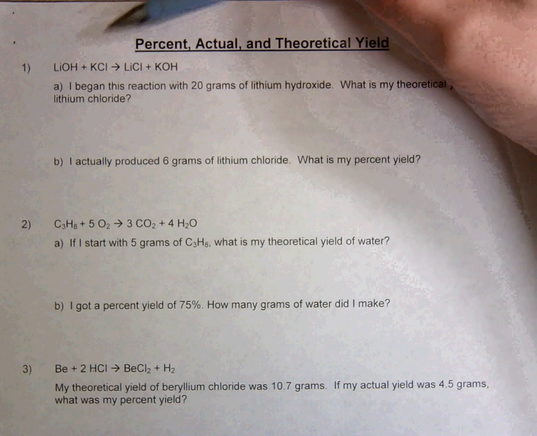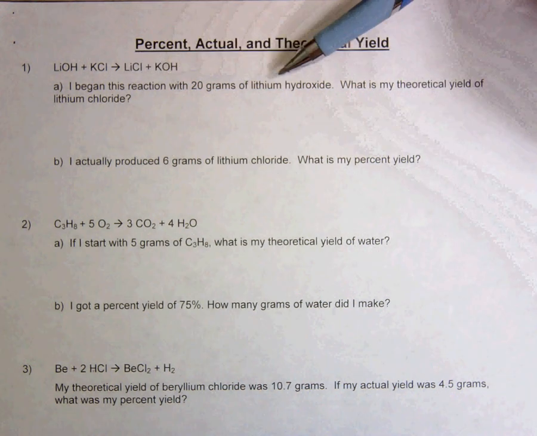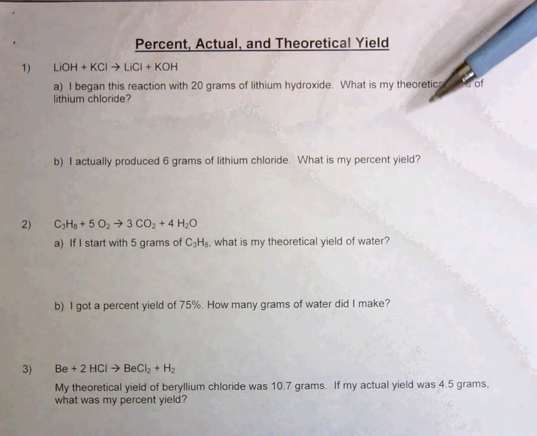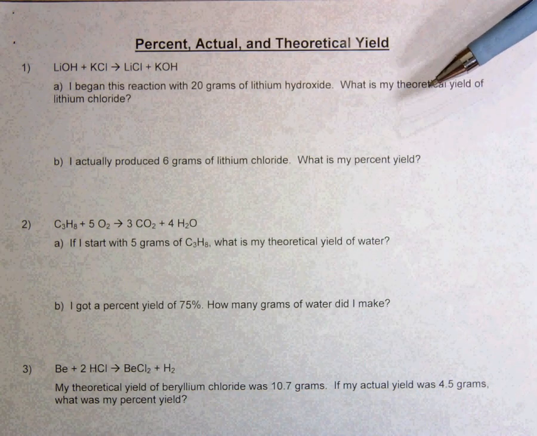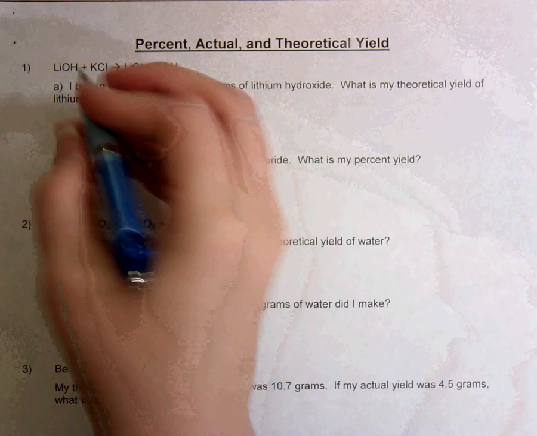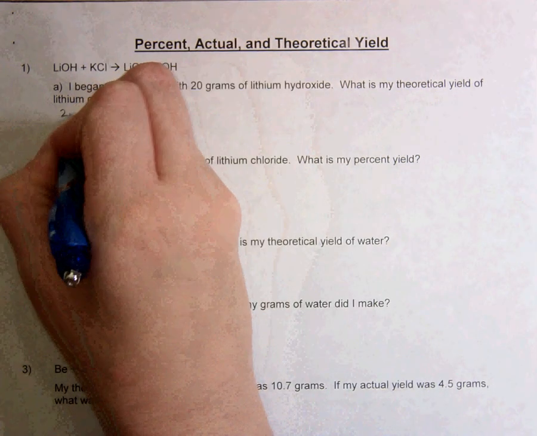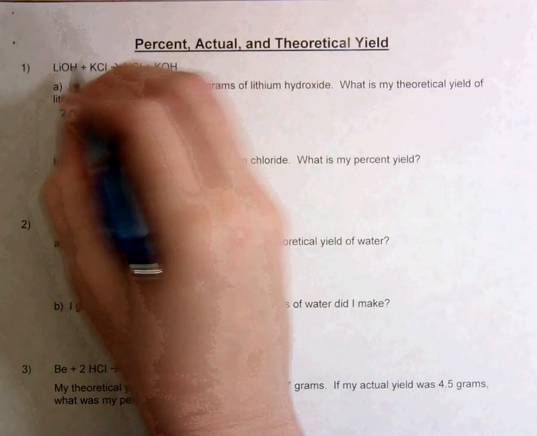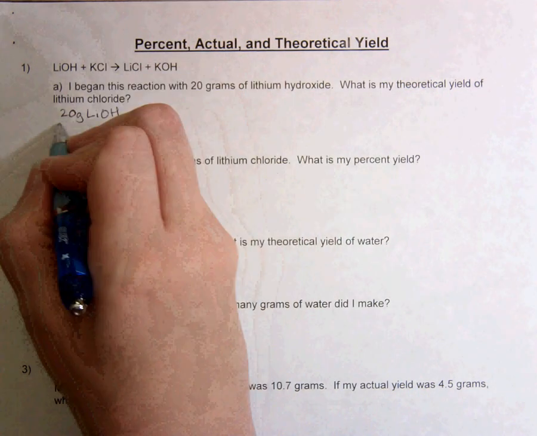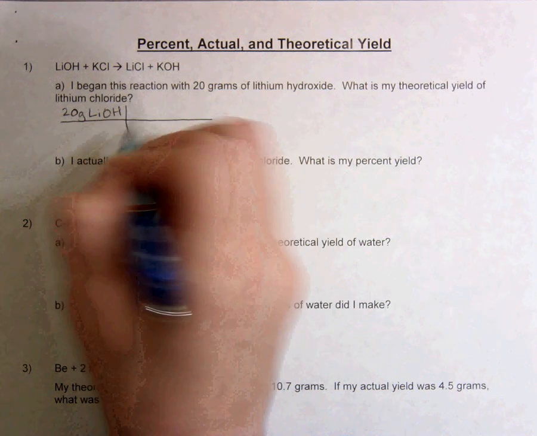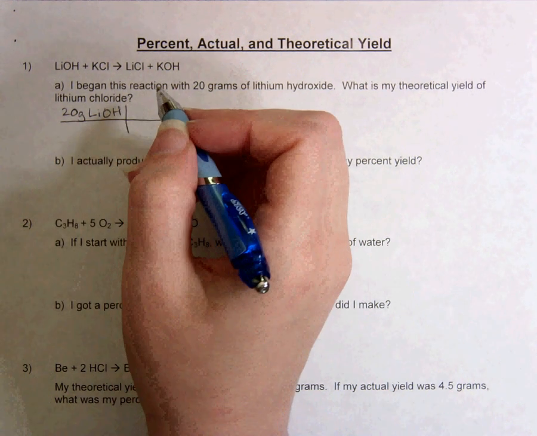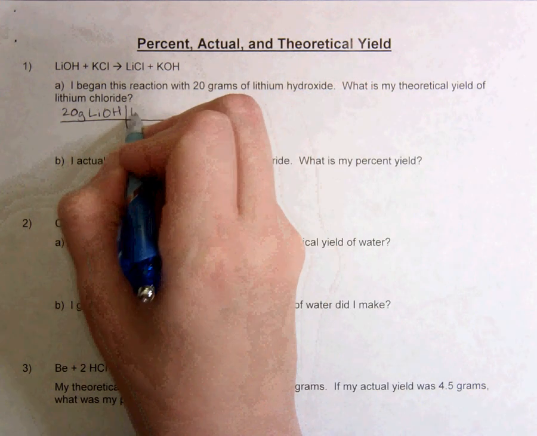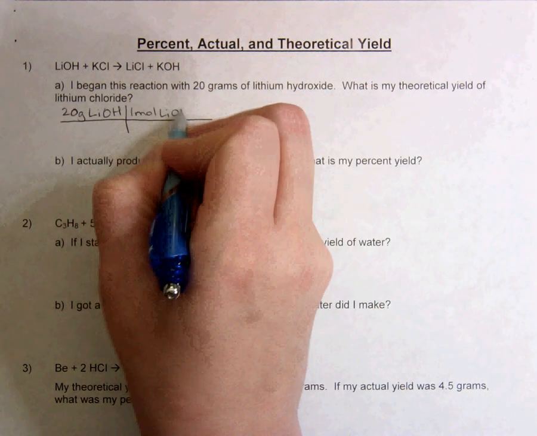So in this case it says, I began this reaction with 20 grams of lithium hydroxide. What's my theoretical yield of lithium chloride? So we're going to do out the stoichiometry for that problem. We're going to start with 20 grams of lithium hydroxide, which is right here, LiOH. And then we're going to do out our stoichiometry problem to solve for the amount that would be formed. And so what I'm going to do, 1 mole of LiOH.